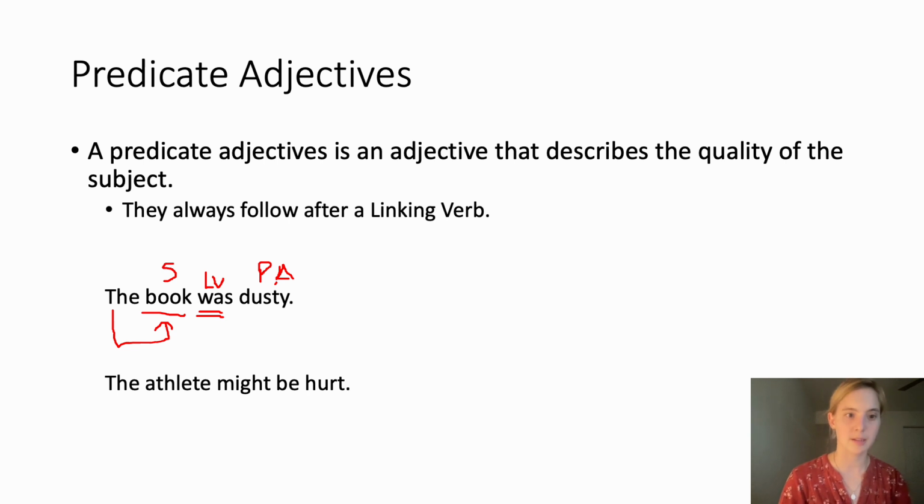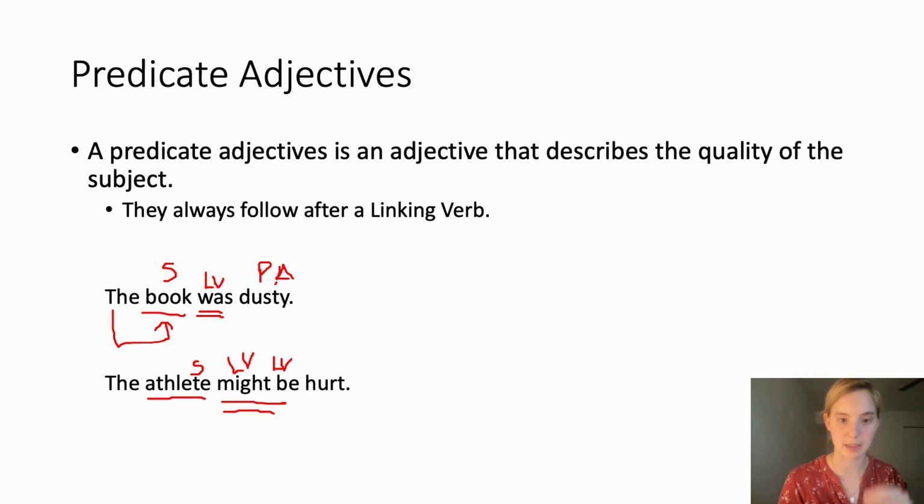Going on to the second sentence, the athlete might be hurt. The subject of the sentence is athlete. I underline it once and put an S above it. Now this time I have two verbs, might be. Now typically, might acts as a helping verb, but because helping verbs only help predicate verbs, these together become both linking verbs. It's considered a linking verb phrase. So I'll put LV above both.